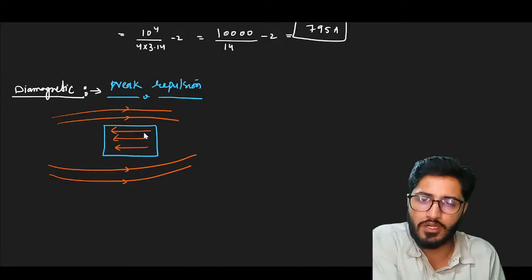So now if external is B naught, internal is B, what will you write? Can you write B naught is more than B? I can write it. What is B naught? Is it mu naught N I? More than, is it mu naught mu R times mu naught N I? Cancel out. So therefore you can write here, therefore mu R is less than 1.